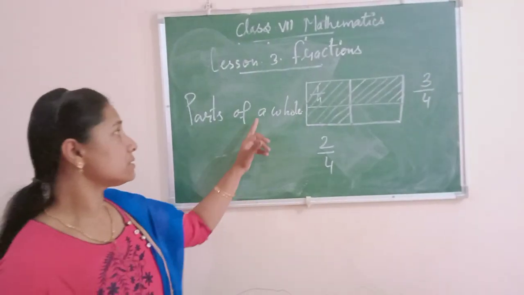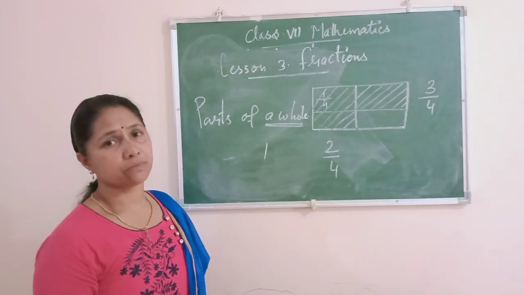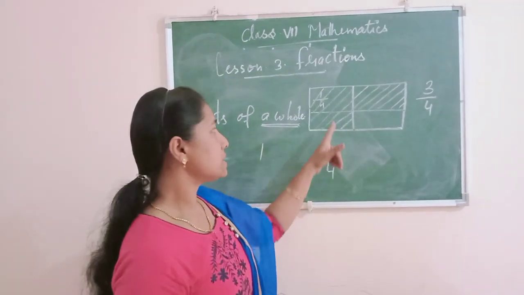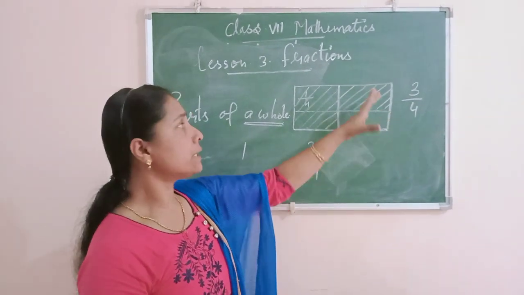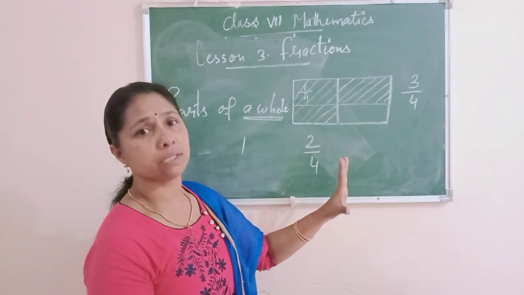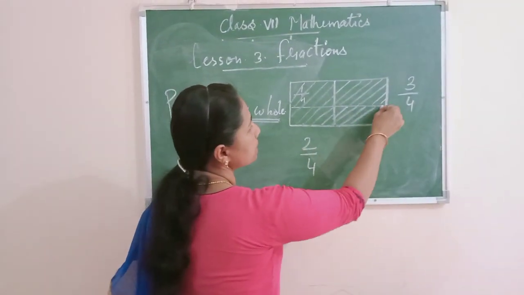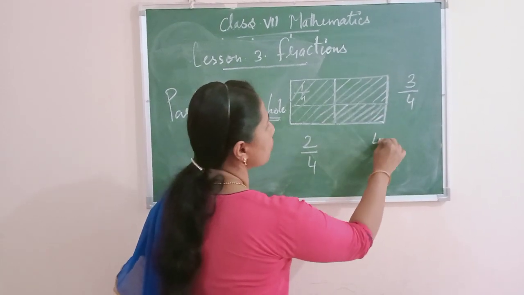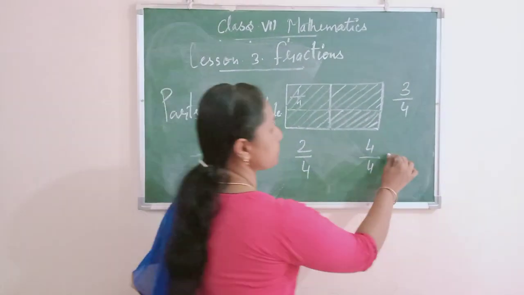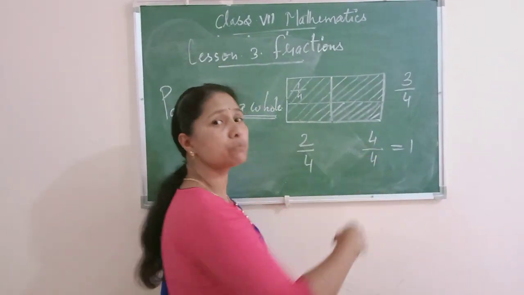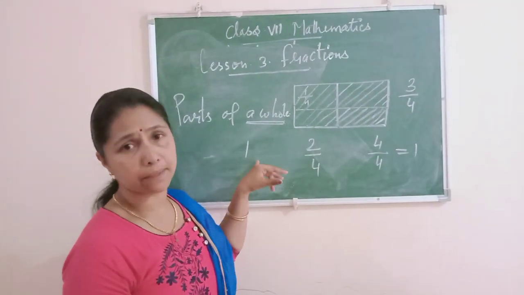In fraction, always a whole means 1. Here I already explained the meaning of 1/4, 2/4, and 3/4. Suppose we take into consideration all the 4 parts together, or shade all the 4 parts together, then the fraction will be 4/4. 4/4 means 4 divided by 4, that is 1. That is why in fraction a whole means 1.